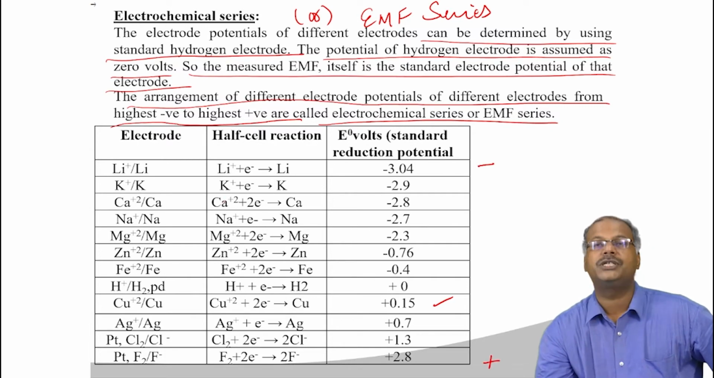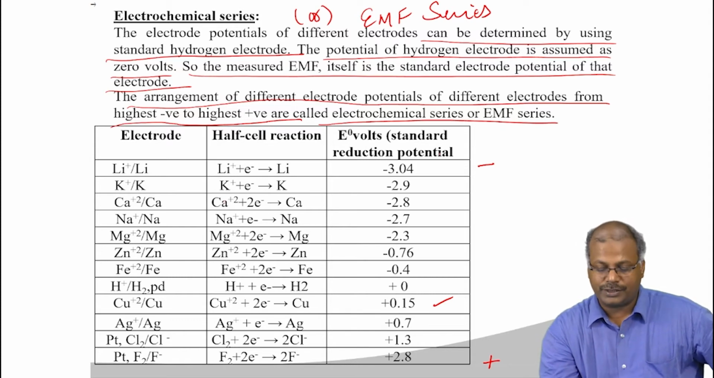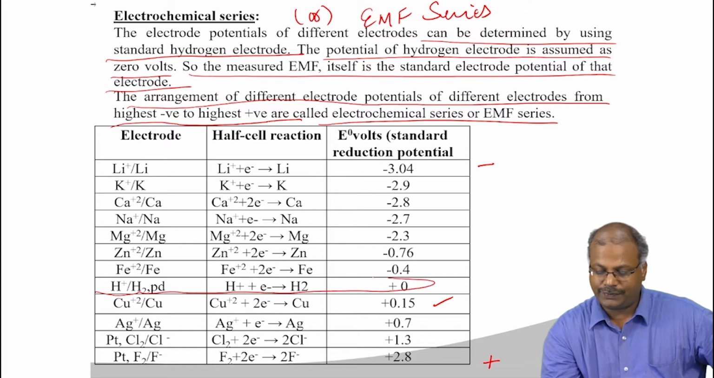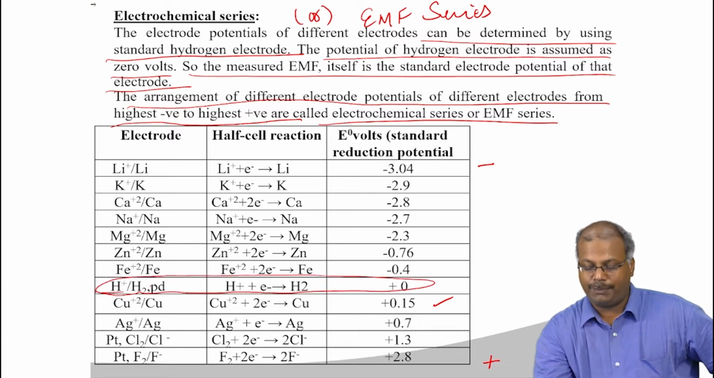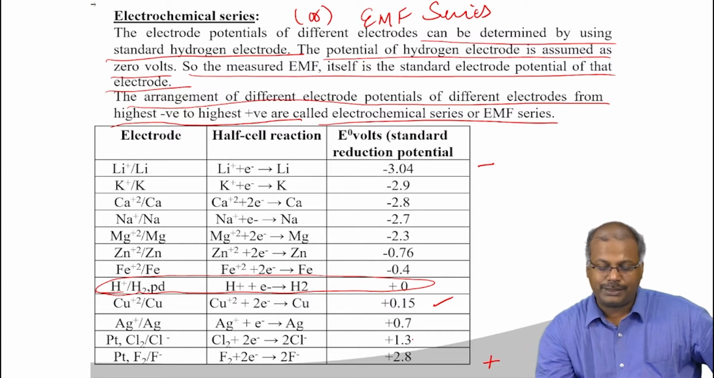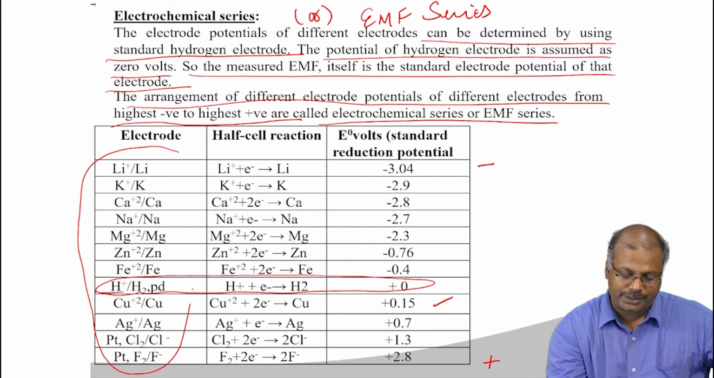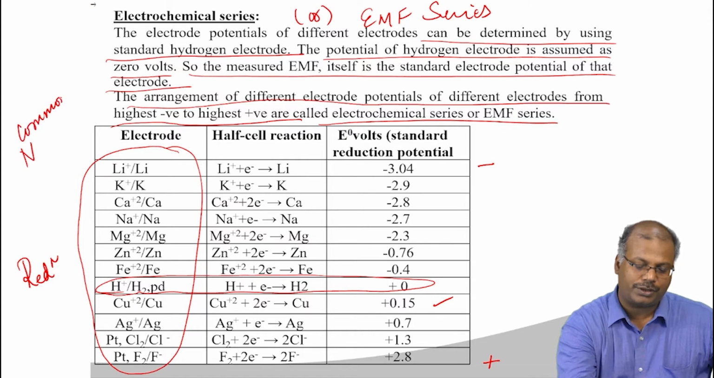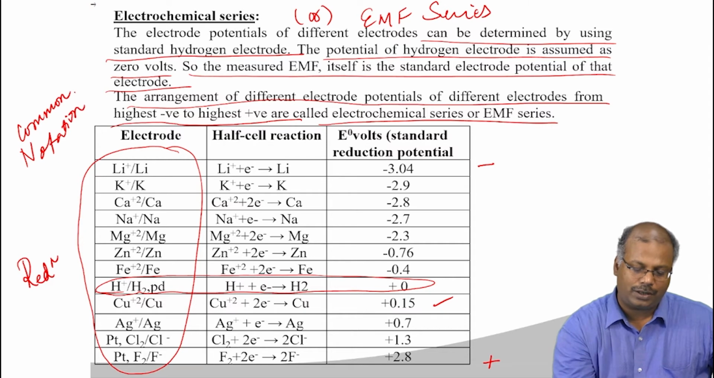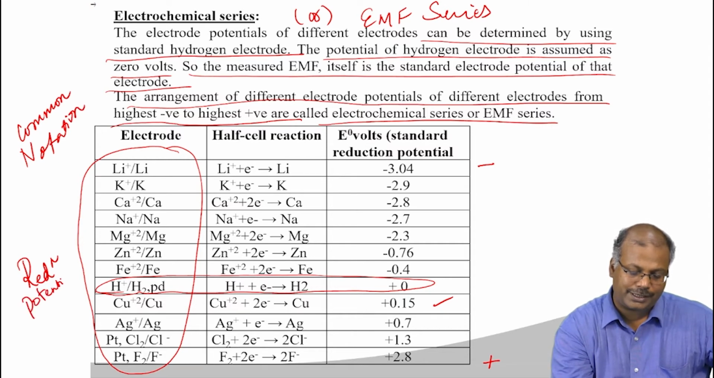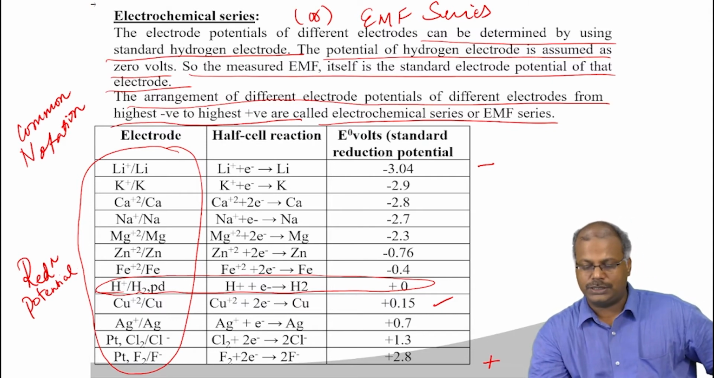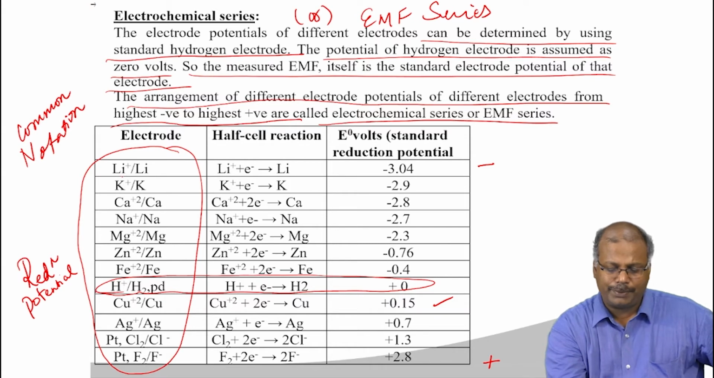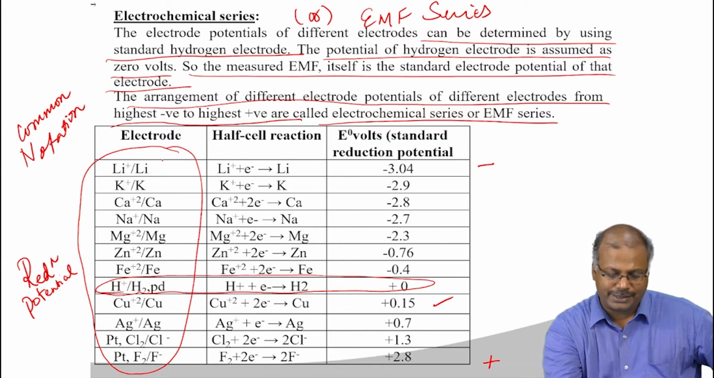All these measurements are done with respect to hydrogen as a reference, which is in the center. Above are all oxidation, below are all reduction; above are anodes, below are cathodes. However, whether it loses or accepts electrons, we represent everything as reduction, which is a common notation in electrochemistry. Cell potentials are represented as reduction potentials, whether positive or negative. We always write Li plus bar Li, K plus bar K, like that.